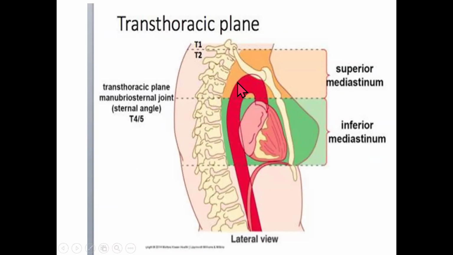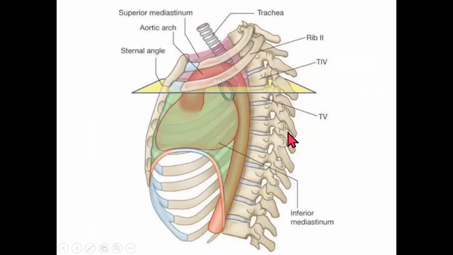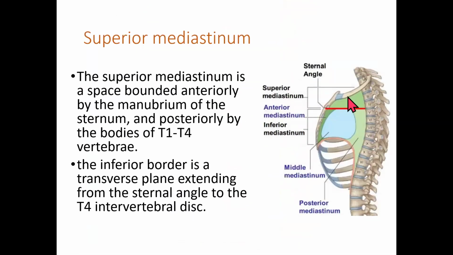Above this plane is the superior mediastinum. Below this plane is the inferior mediastinum, which is divided into three parts. The superior mediastinum is a space bounded anteriorly by the manubrium of the sternum and posteriorly by the vertebral bodies from T1 to T4. The inferior border is the transverse plane extending from the sternal angle to the T4 intervertebral disc.